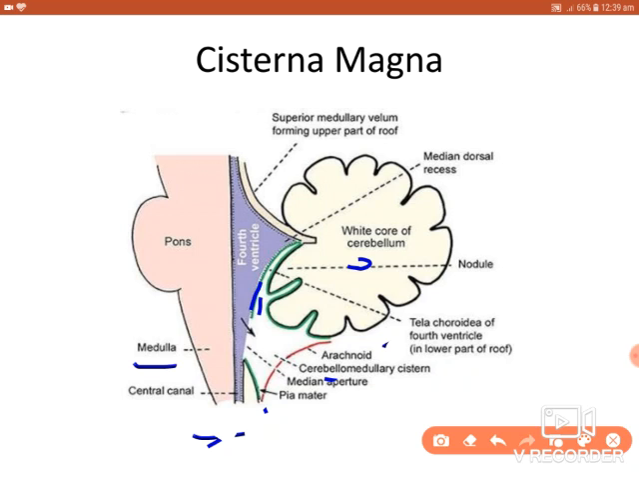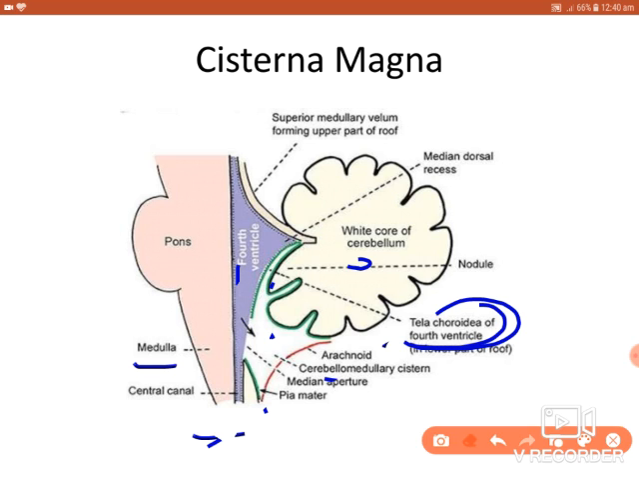Then here you can see there is the choroid plexus. This double layered fold of the pia mater, with this cavity lined with ependymal cells, together forms the Tela Choroidea. Okay, the Tela Choroidea is this double layered fold of the pia mater with the ependymal cells.